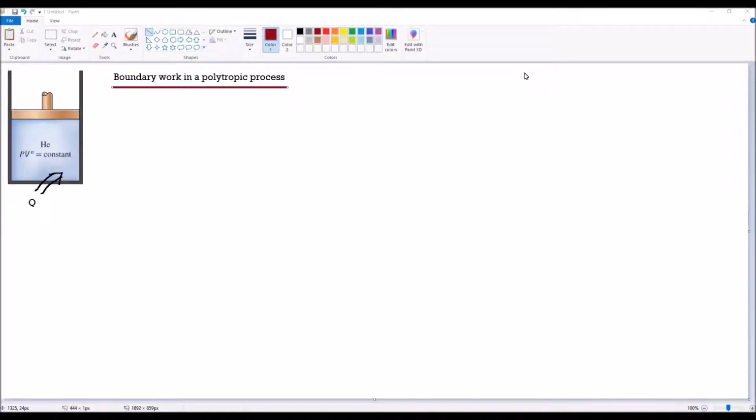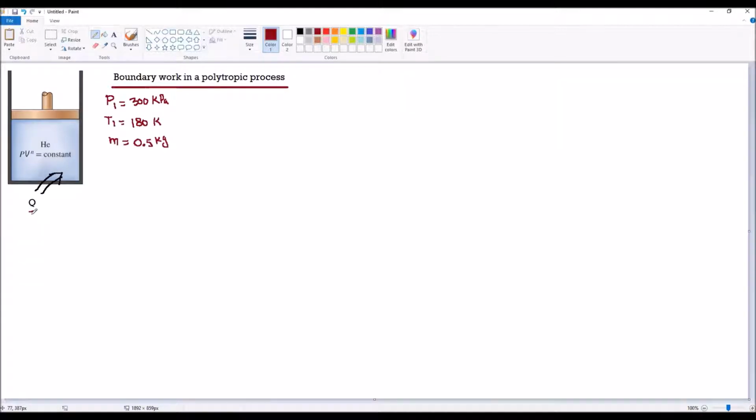I have a problem here involving the polytropic process of helium gas in a piston cylinder system, where initially the pressure of helium is 300 kilopascal and its temperature is given as 180 K, and the mass of the helium is 0.5 kilogram. Notice that I'm not using any subscript for mass because it's a closed system, so mass is constant no matter what happens in terms of energy transfer to the helium gas.